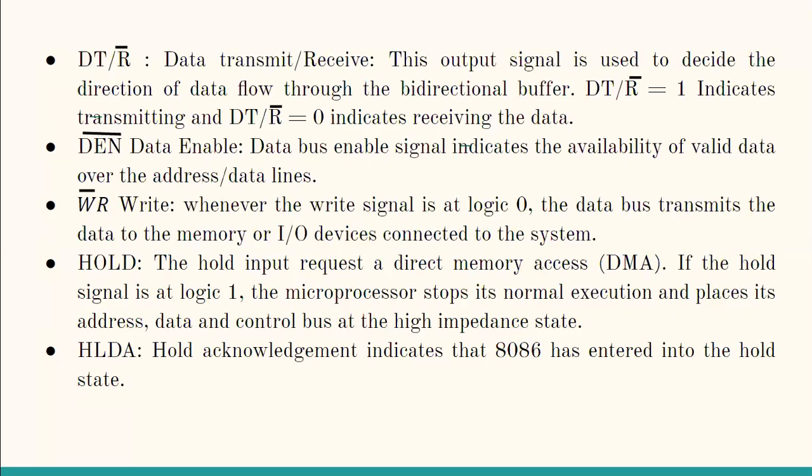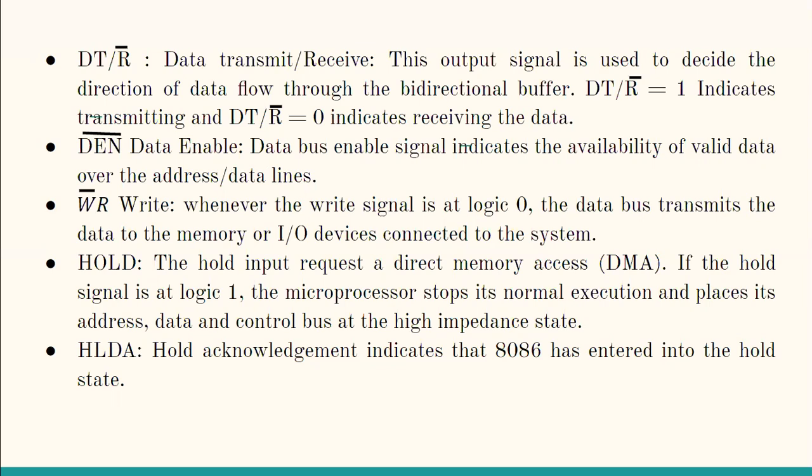Then next pin is DEN bar. DEN stands for data enable, and it is an active low signal. If 0 is given to this pin, then only the data is enabled. That means the data bus is carrying valid data. The data enable signal indicates the availability of data over the address or data lines. If this data enable pin has value 1, that means the data is not present on the lines and the address is present.